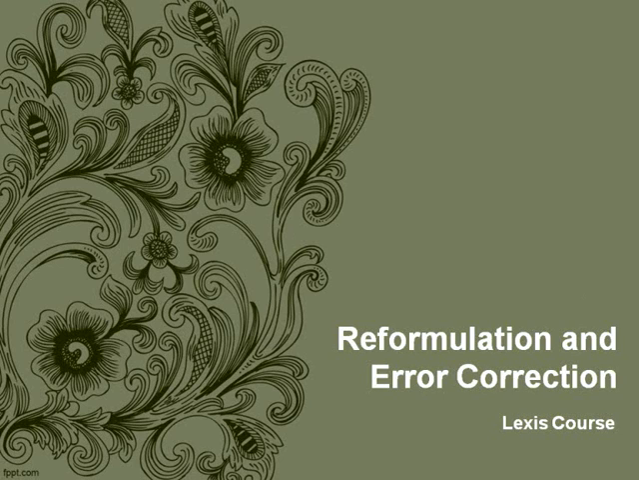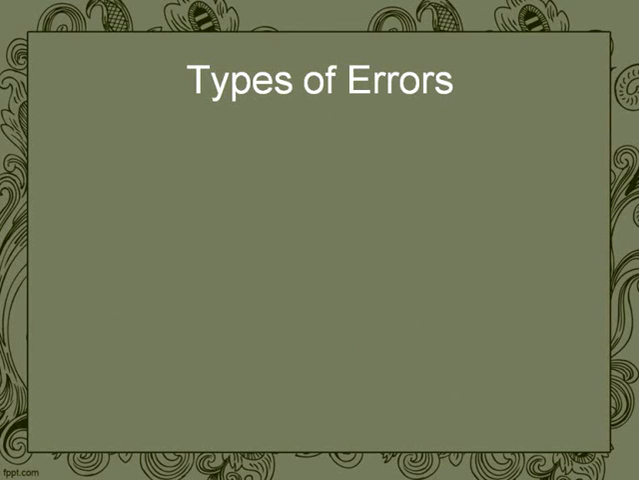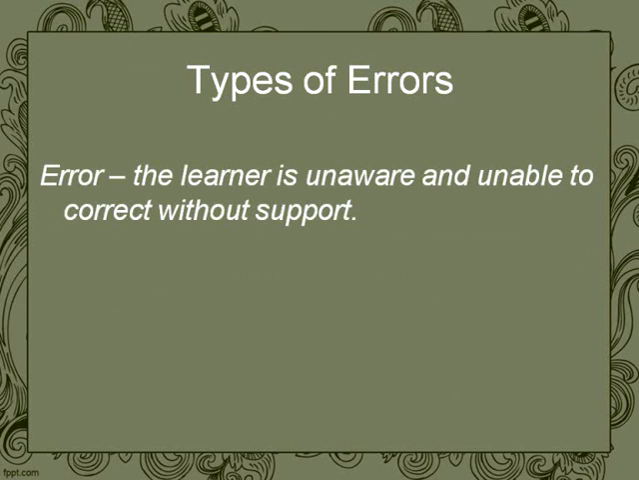In this presentation, I'm going to look at reformulation as a method of error correction in supporting learners' progress. If a student makes an error, we can generally classify these errors into three types. Firstly, when an error is made, generally the student doesn't know that they have made the error, and they won't be able to correct themselves without assistance.